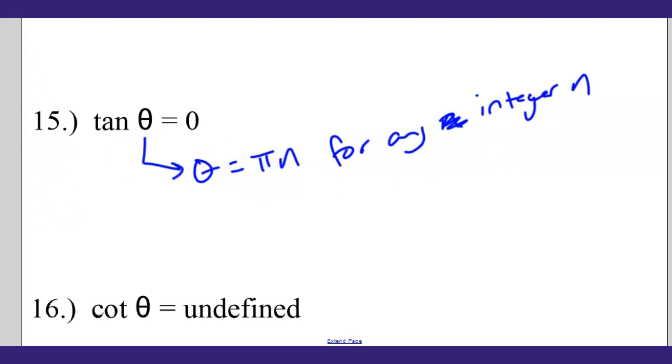And then right here, where is cotangent of theta undefined? Well, it's undefined at asymptotes.